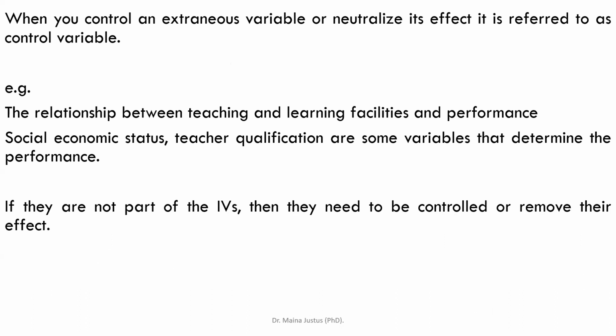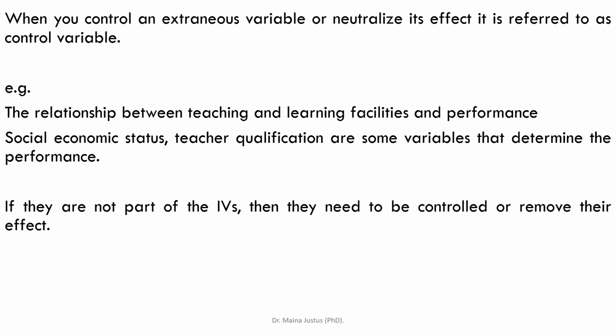Socioeconomic status would be able to segregate those who have high income or lower income. Teacher qualification can also be something else. And if they are not independent variables, they must be removed or controlled. And how do we control them? By restricting the study, by having similar groups, and also removing their effects.